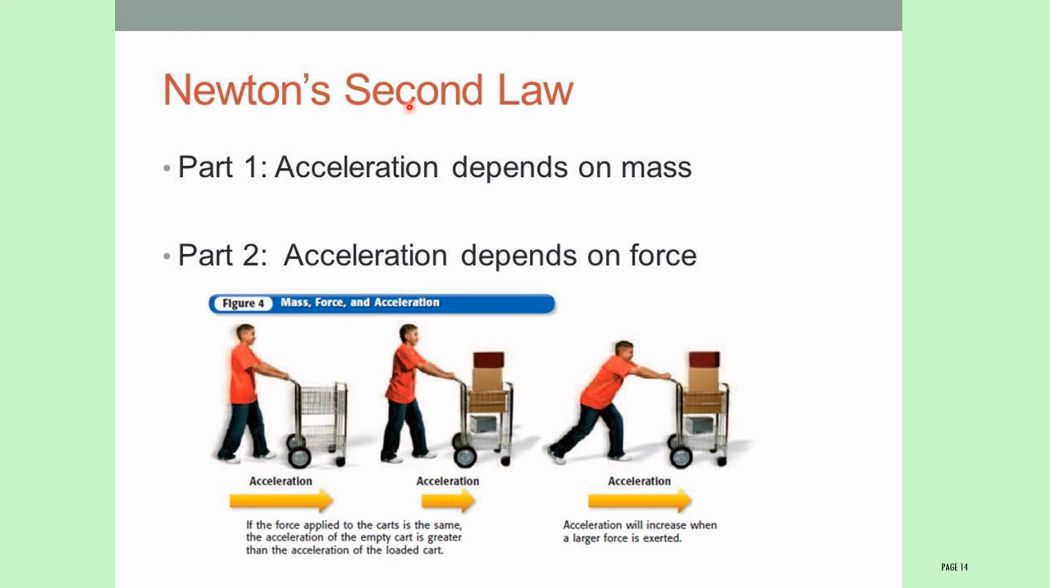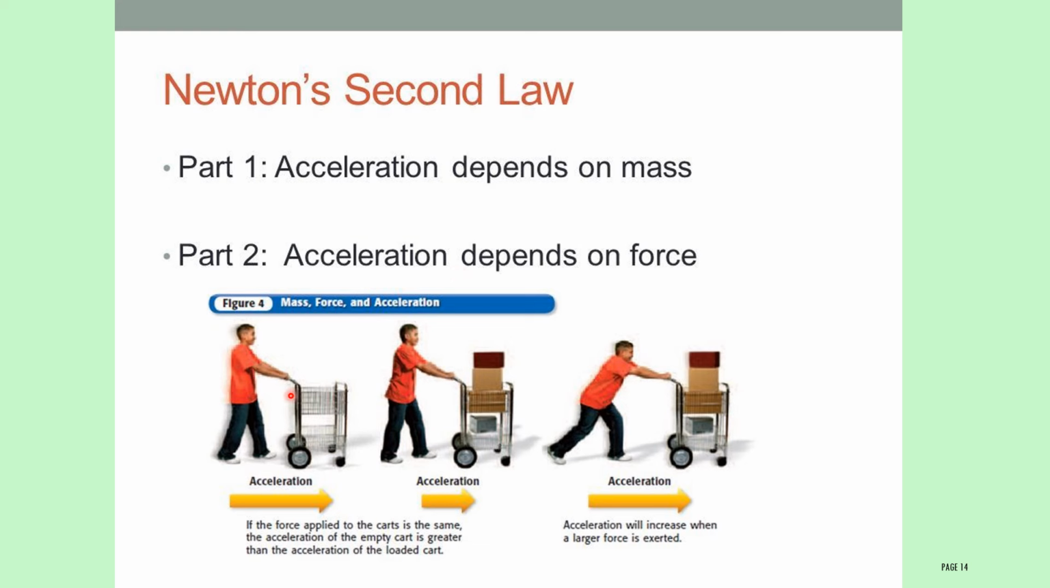Newton's second law of motion has the mathematical formula F is equal to m into a. According to the formula, acceleration depends upon mass, and acceleration also depends upon force. Acceleration is inversely proportional to mass. As the mass increases, acceleration decreases. As the mass decreases, acceleration increases. Next, acceleration is directly proportional to force. As the force increases, acceleration increases. As the force decreases, acceleration decreases.